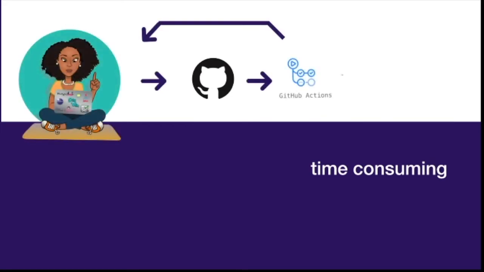GitHub Actions are becoming a big part of the automation process. But while you are building an action, it is time-consuming to keep pushing changes to GitHub every time you want to test it. In this demo, I will show you how to run GitHub Actions on your local machine with Nektos Act and Docker.